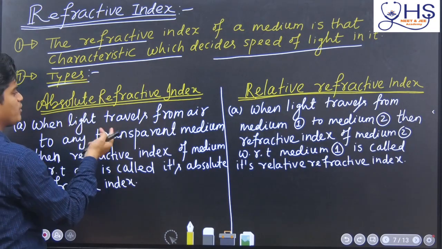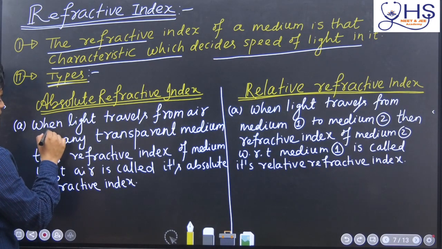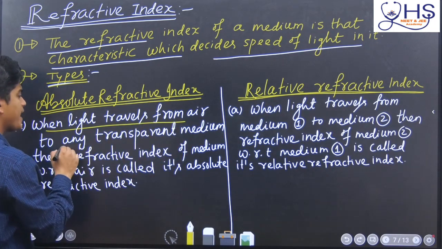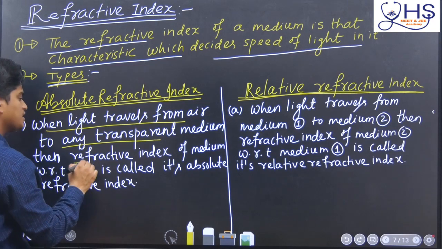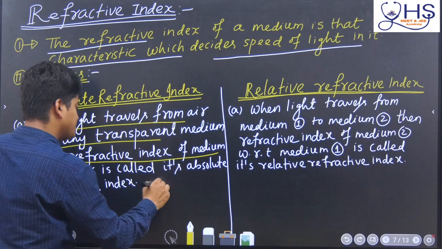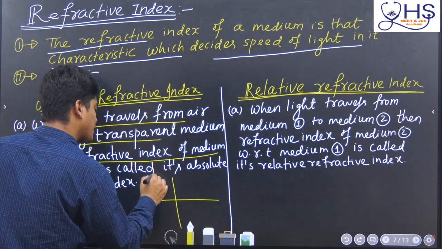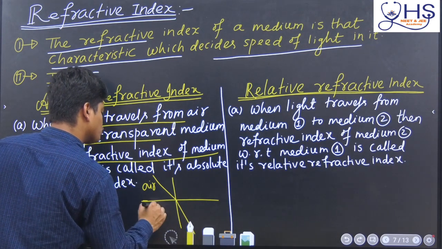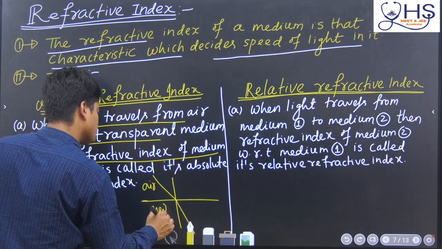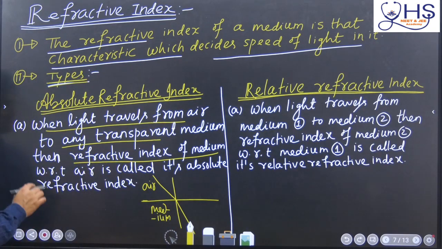Here there are two types: one is absolute refractive index, and one is relative refractive index. Now what is absolute refractive index? When a light ray passes from air to any transparent medium, then the refractive index of that medium is called the absolute refractive index. Suppose this is the air medium, and light is coming from air going to some medium. Whatever refractive index we define in this case is the absolute refractive index.